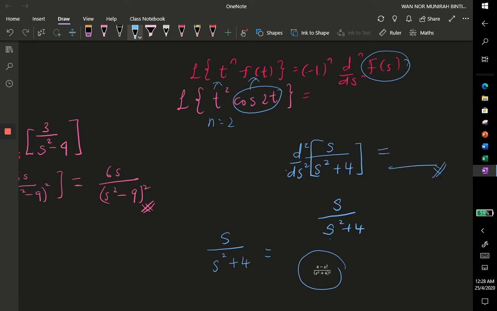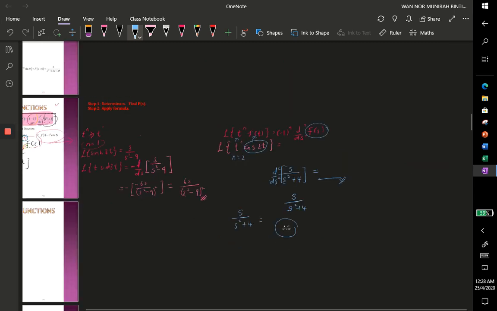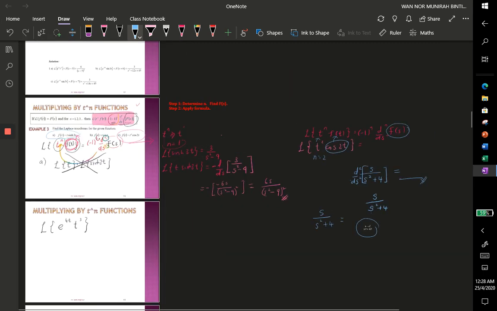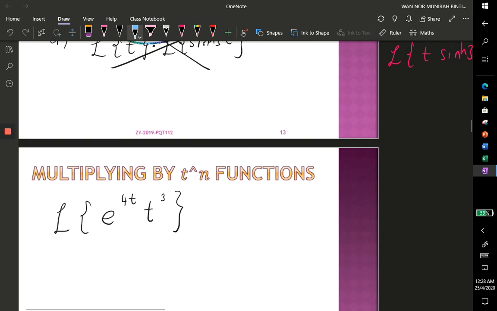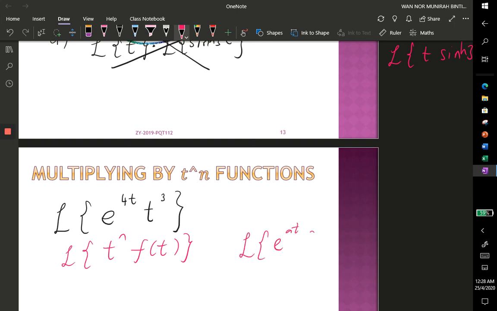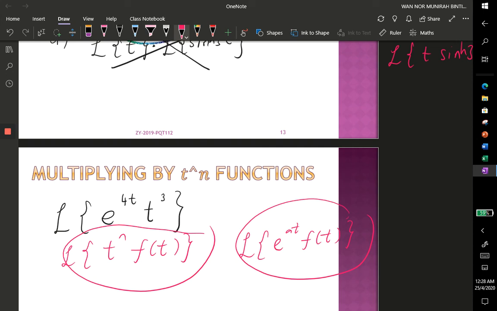Okay. Cool. Okay, so I want to proceed to the next example. Look at here. This is a special one. Given Laplace of t cube, you know that this one is Laplace of t to the n f(t). Okay, but at the same time, you can read this as Laplace of e to the at f(t). Am I right? This one is the third property, multiplication by t to the n, and this one is the first shift property.